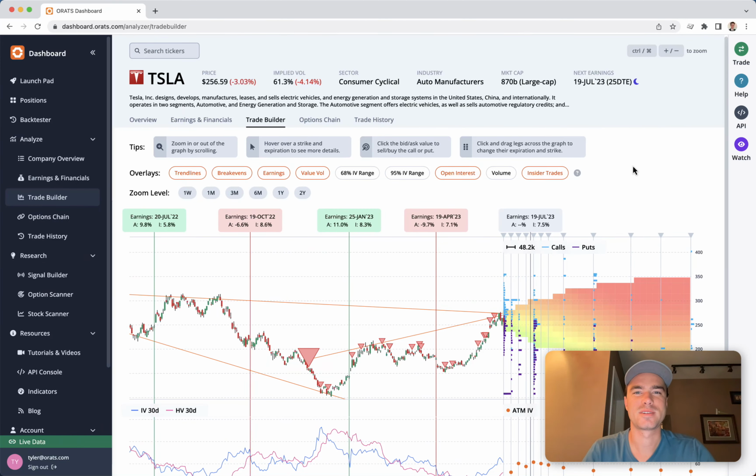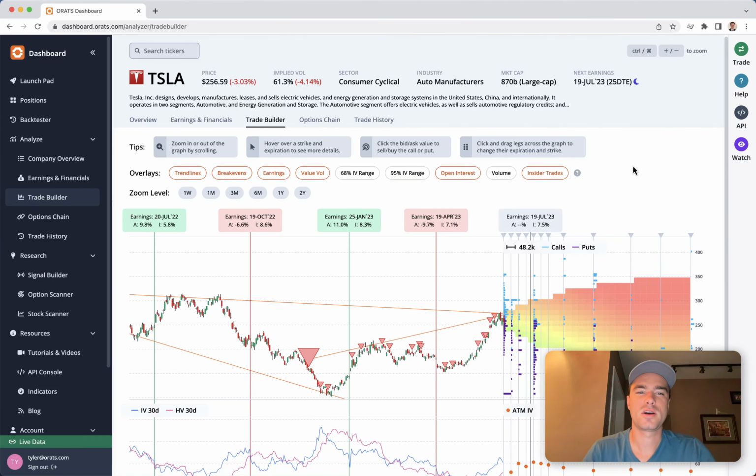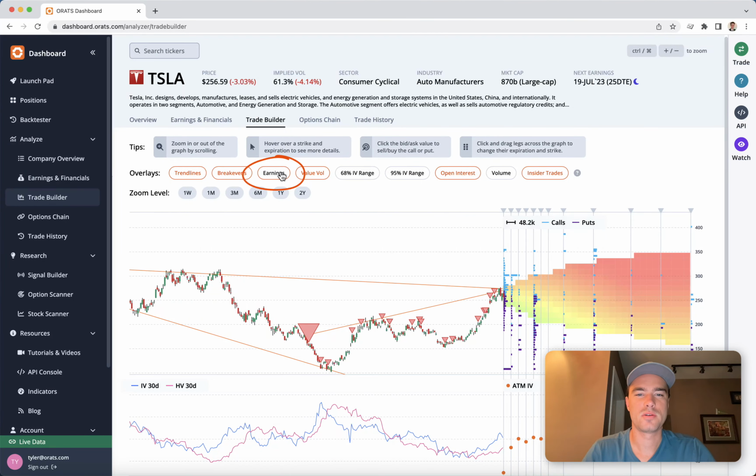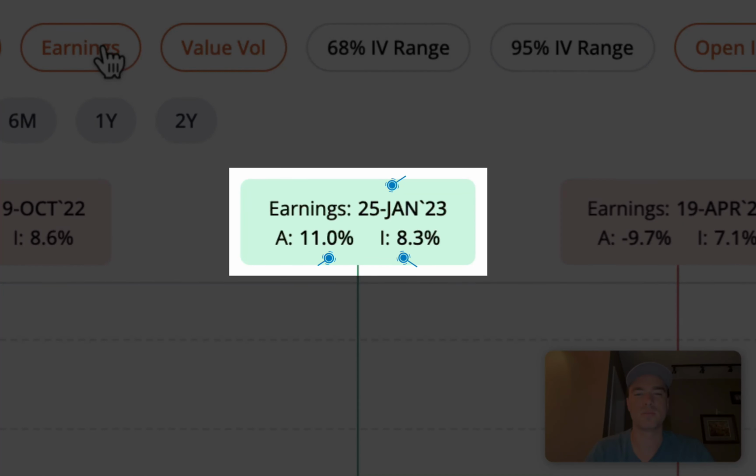Let's start with earnings. You can toggle earnings being shown on the graph by clicking this button. When they're shown, you'll see the date the company reported earnings along with actual and implied earnings moves.